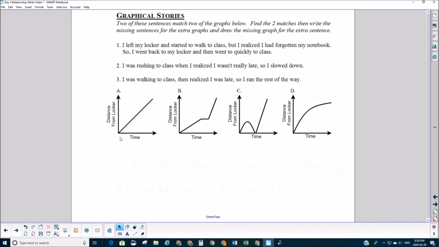Okay, so the time is the independent variable, distance from locker is the dependent variable, and you see all of the graphs are going up because as you go to class, you are getting further away from your locker. Okay, all right, so those 2 challenges.